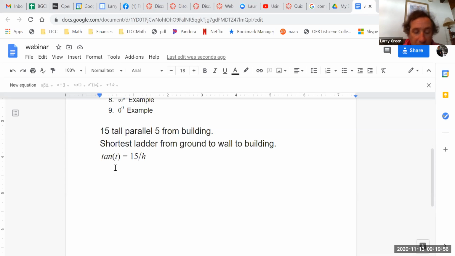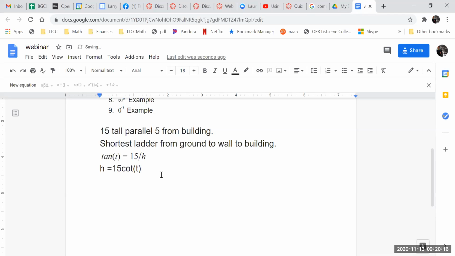That looks right. So in particular, h is equal to what? 15 times the cotangent of theta, or t. Are you good with that? Yeah. Okay. And again, we've got all that. We have to use the 5, right? How do you use the 5?